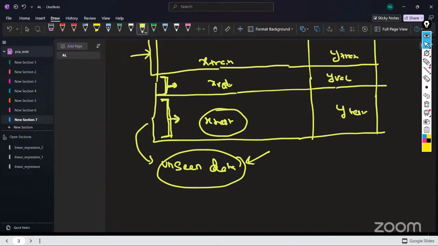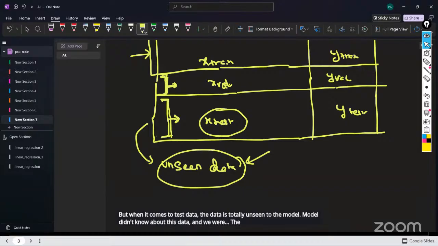Because the model didn't know about this data, it is unseen data. It's totally new to the model. When it comes to validation, somehow the model managed to see the validation data. But when it comes to test data, the data is totally unseen to the model. The model never saw this data before.